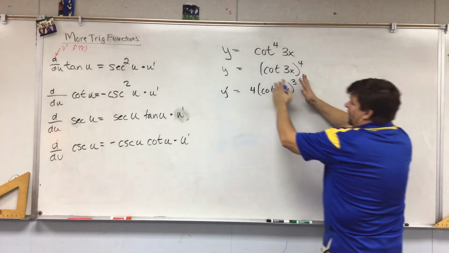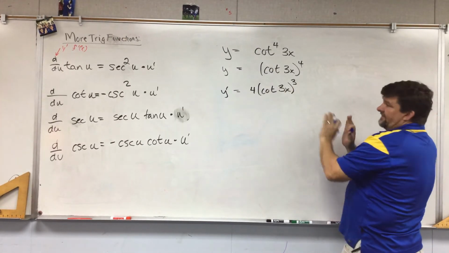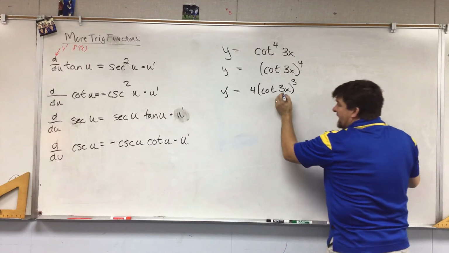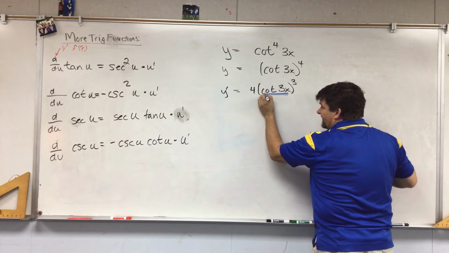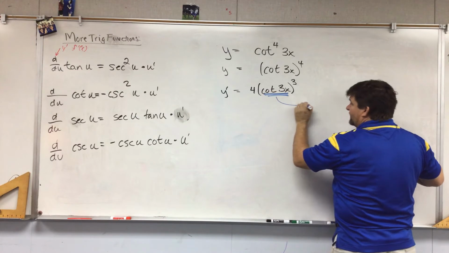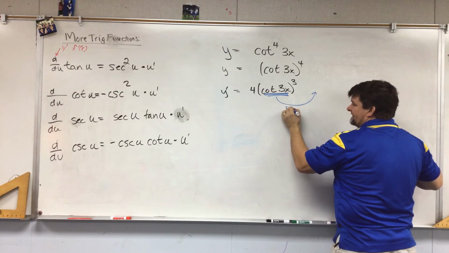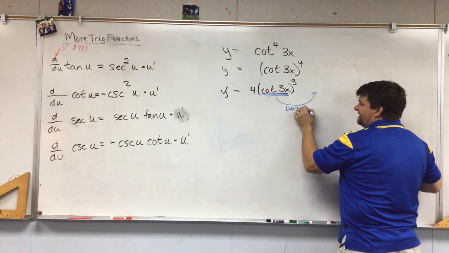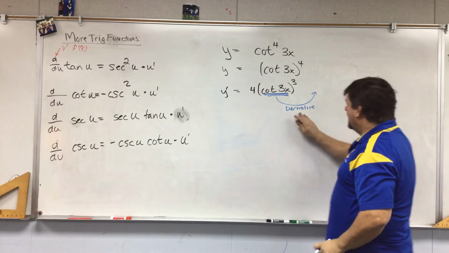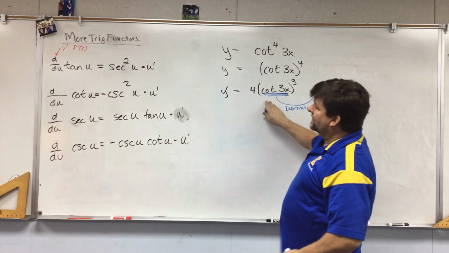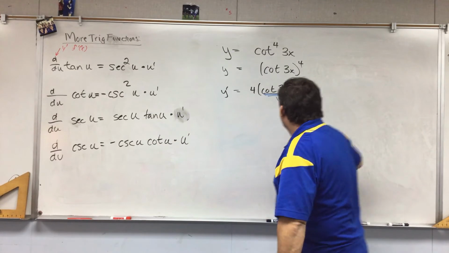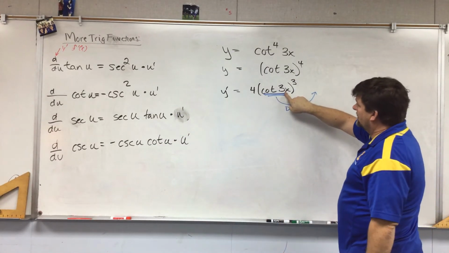That's the start of the chain rule. Don't have to use any trig functions just yet. Now I've got to take the derivative of this, and we're going to do that by utilizing, we're at cotangent, this right here. We know that this is u.